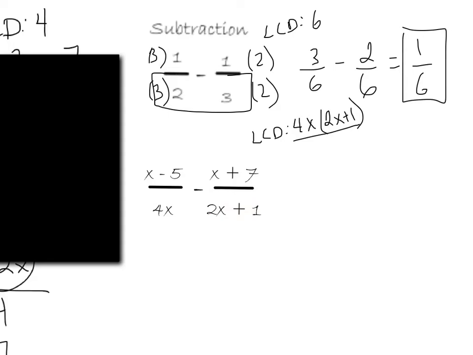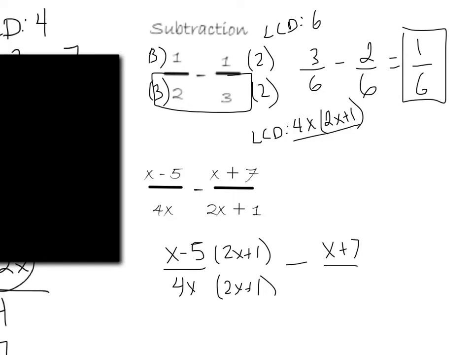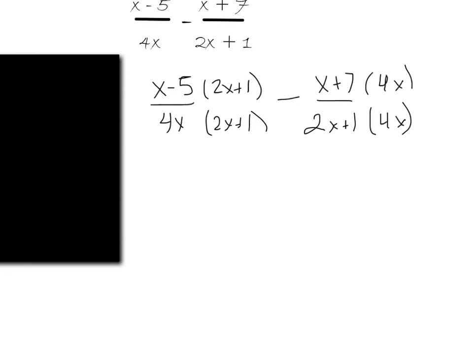we are going to multiply. So, x minus 5 over 4x, we're going to multiply that quantity by 2x plus 1 on the top and the bottom, subtracted from x plus 7 over 2x plus 1, knowing that I only really need the 4x to complete that bottom denominator chunk. So, going through, doing what I have to do, I know that I'm going to have a common denominator on the bottom of 4x times 2x plus 1.